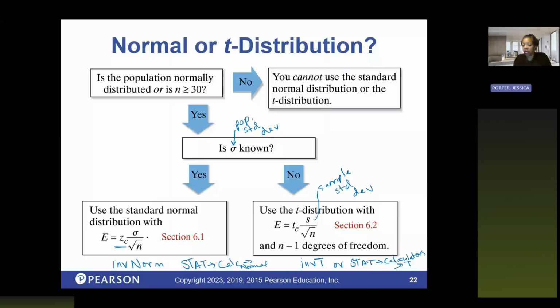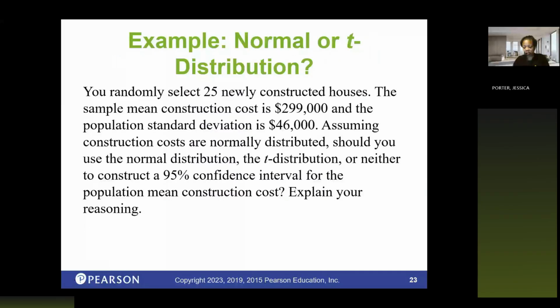So we're going to look at a scenario. I'll let you read it. I'll give you a few minutes to read it. And we're going to decide, are we going to use the T distribution, the normal distribution, or neither? So take a minute or so to read through it.